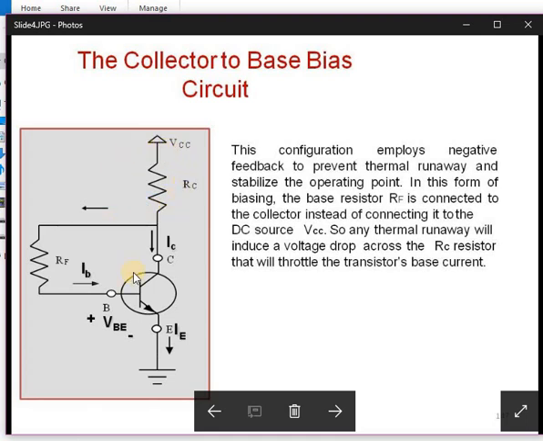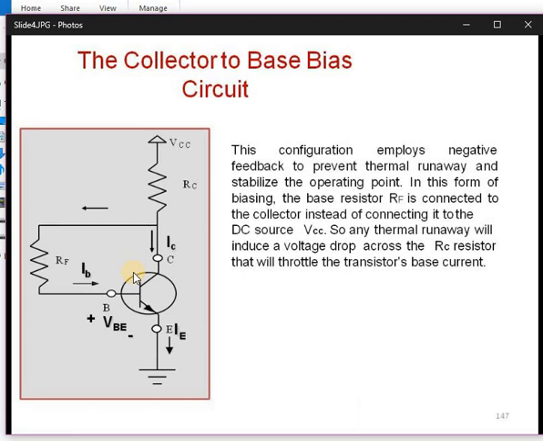So any thermal runaway will induce a voltage drop across the RC resistor that will throttle the transistor base current. The difference here is the way of connecting the base resistor. In the collector to base bias circuit, we are just connecting the base resistor to the collector terminal instead of connecting it to the DC source.